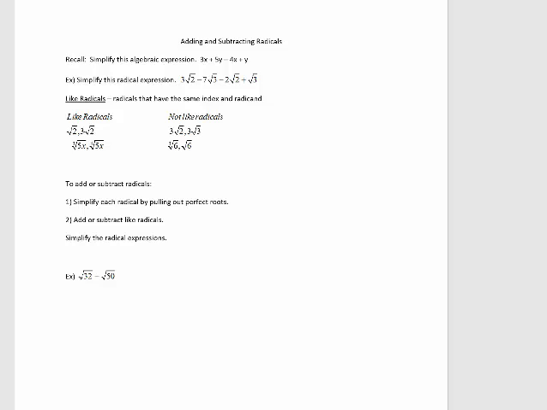In this video, we're going to talk about adding and subtracting radicals. Let's review how to simplify an algebraic expression. We're going to combine like terms. So I know 3x minus 4x is negative x, and 5y plus y is a positive 6y. We just combine like terms.